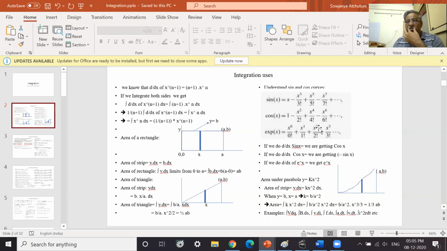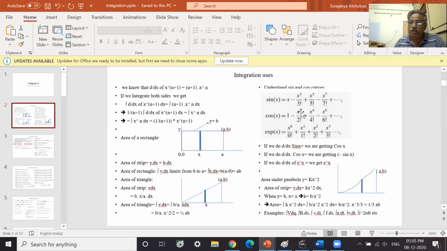Now you see here, suppose I do the differentiation of sin x, what will x become? 1. 3x cubed will become 3x squared, so 3 and 3 get cancelled, and 2 factorial is left out. 1 minus x squared by 2 factorial. This is 5x to the power of 4, so 5 gets cancelled, x to the power of 4 by 4 factorial. So like that, when I do differentiation of sin x, I am getting cos x. So differentiation of sin x is equal to cos x.